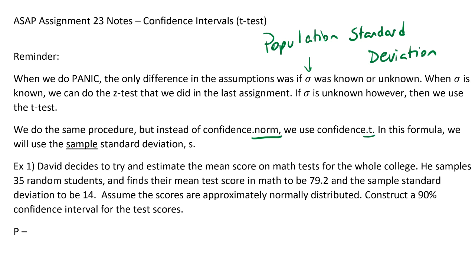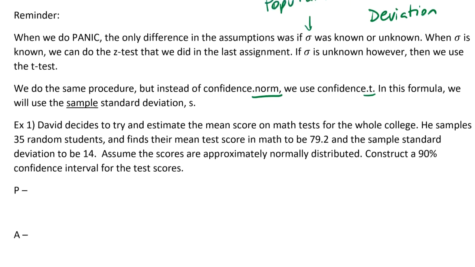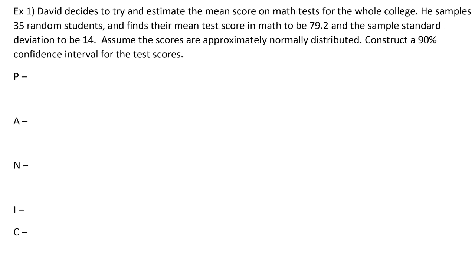Okay, so with that said, let's go ahead and take a look at example 1. Example 1 is going to be very similar to example 1 last time. The difference is what test we're going to do. David decides to try and estimate the mean score on math tests for the whole college. He samples 35 random students and finds their mean test score in math to be 79.2 and the sample standard deviation to be 14. Assume the scores are approximately normally distributed. Construct a 90% confidence interval for the test scores.